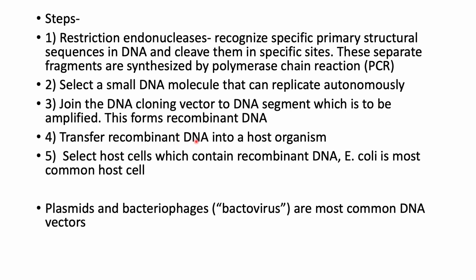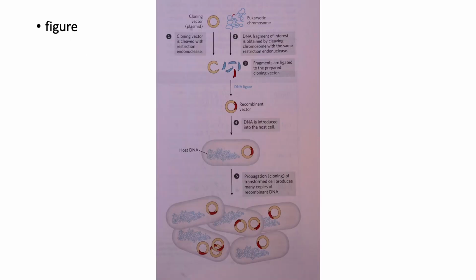The recombinant DNA is then transferred into a host organism, and you can select the host cells which contain recombinant DNA. E. coli is the most common host cell. The DNA cloning vectors usually used are plasmids and bacteriophages, so you can get amplification of a specific DNA sequence that you can determine in the host organism, isolate that segment, cleave it to a DNA cloning vector, and it would be part of the E. coli, and then replicated from that.